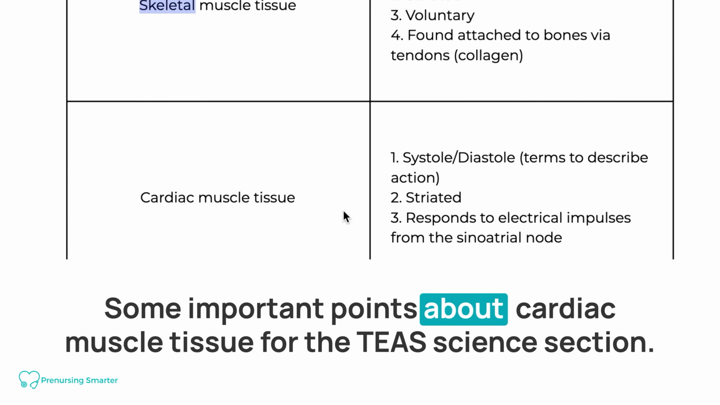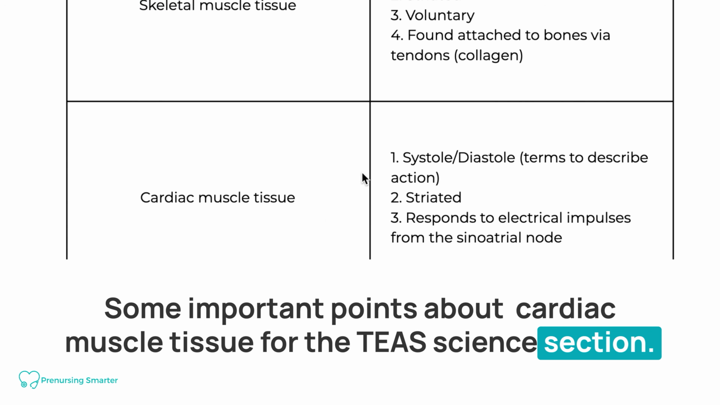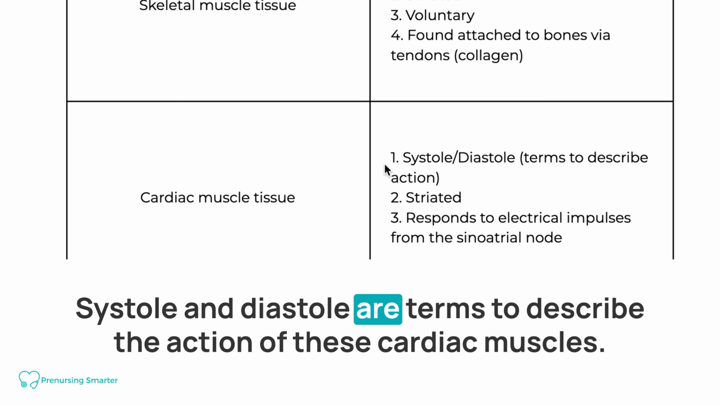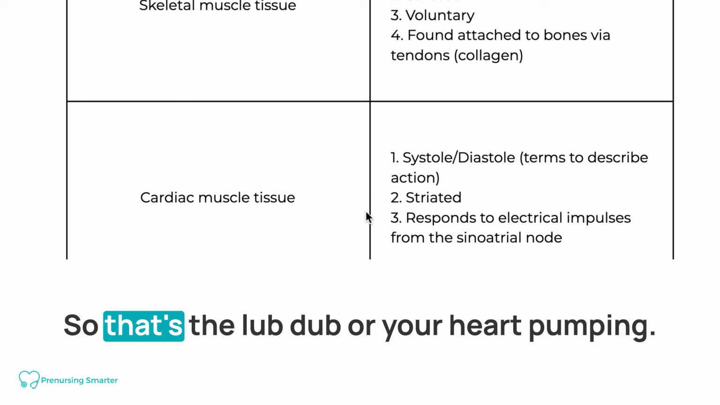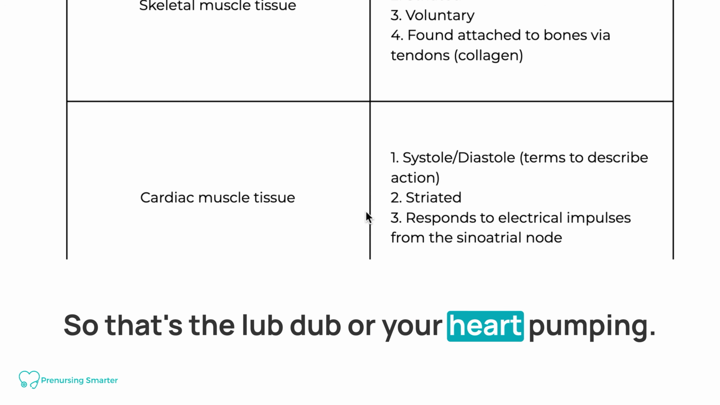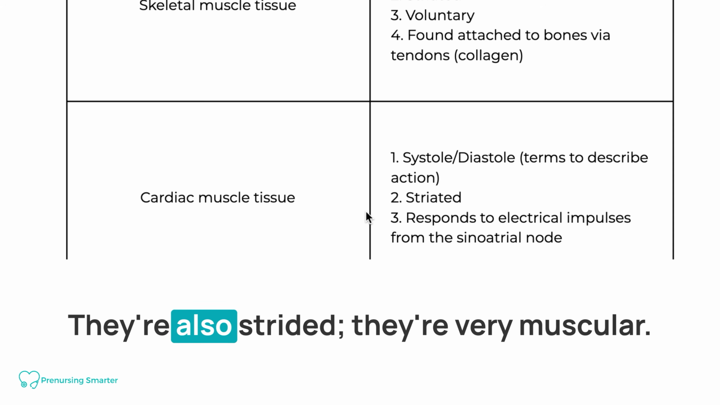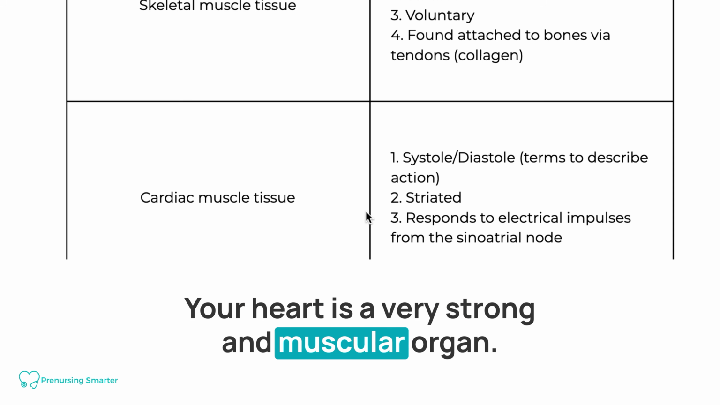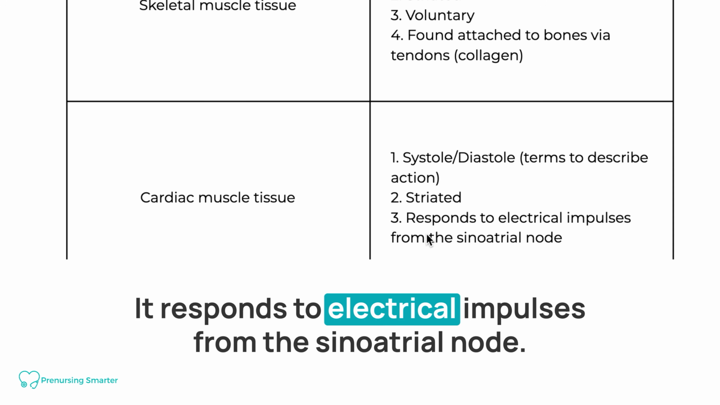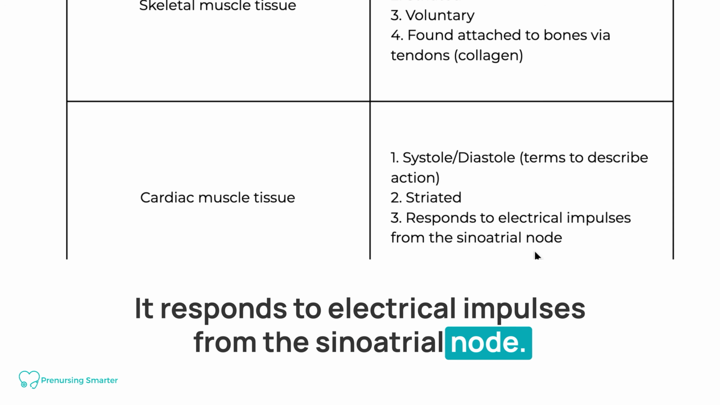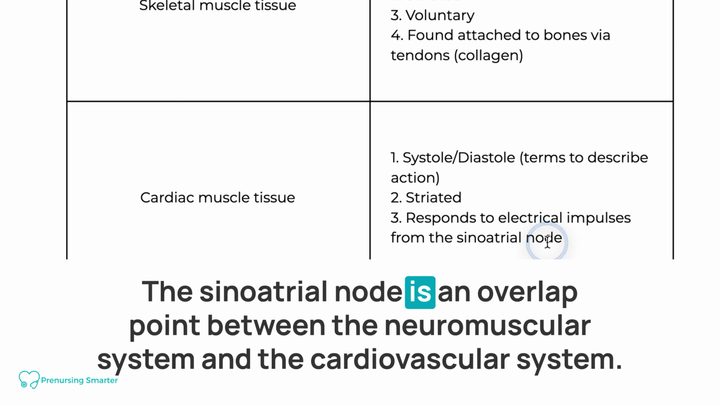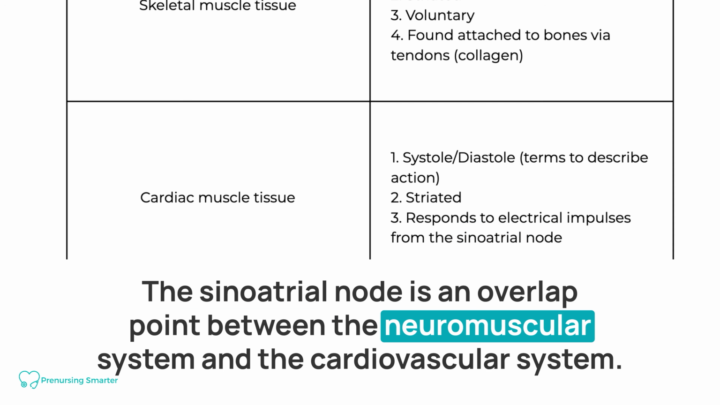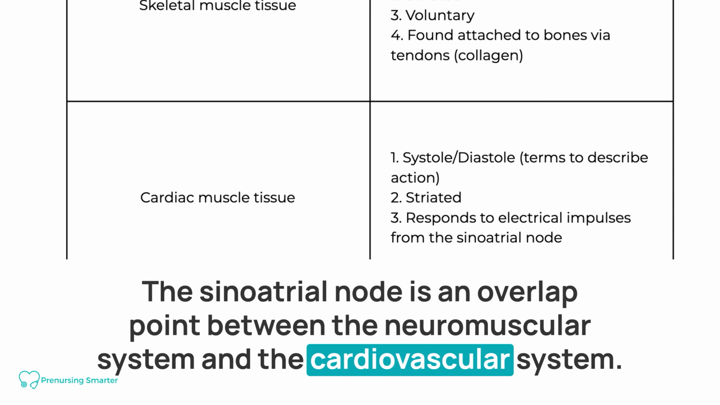Some important points about cardiac muscle tissue for the TEAS science section. Systole and diastole are terms to describe the action of these cardiac muscles. So that's the lub-dub, or your heart pumping. They are also striated. They're very muscular. Your heart is a very strong and muscular organ. It responds to electrical impulses from the sinoatrial node. So sinoatrial node is an overlap point between the neuromuscular system and the cardiovascular system.